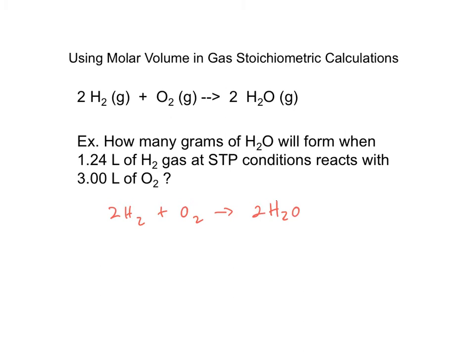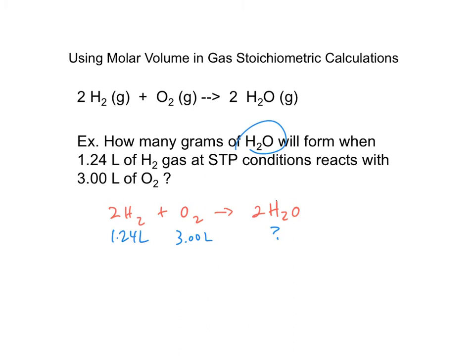And the hydrogen is 1.24 liters. The oxygen is 3 liters. And the question is how much water? So that's what we're going after there. This is a limiting reactant problem. You have quantities of both reactants and you're trying to figure out one of the products in this case.